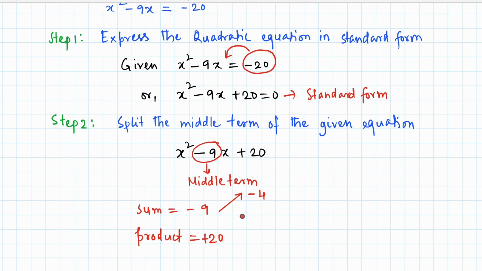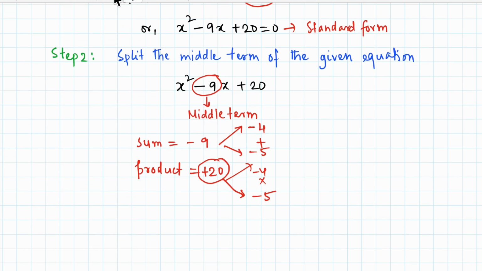20 times 1 becomes 20. So if we take minus 4 and minus 5 and add them, it will give me minus 9. And if we multiply minus 4 with minus 5, 5 fours are 20, and minus minus becomes plus. So the numbers are minus 4 and minus 5. Simple, we got the numbers.